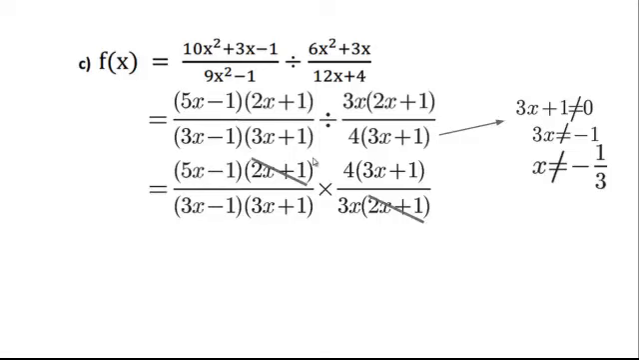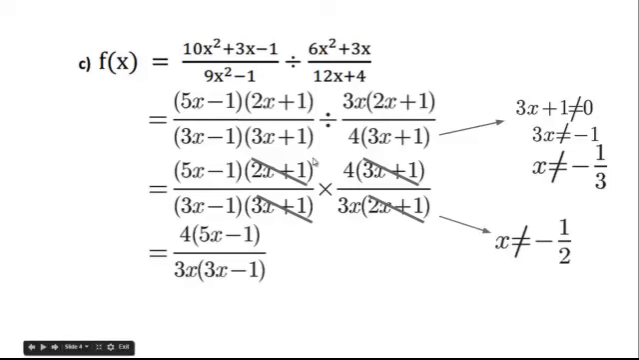So we just flip and multiply on the next line. 2x plus 1s can cancel out. 3x plus 1s can cancel out. And we're left with 4 times 5x minus 1 and 3x times 3x minus 1. Then just going through the restrictions, this one similarly is x cannot equal -1/2. It got canceled out. But just remember that it's still a restriction. It just means it's not an asymptote, it's a hole. This one's x cannot equal 1/3. That one didn't get canceled out. It's what you call a vertical asymptote.